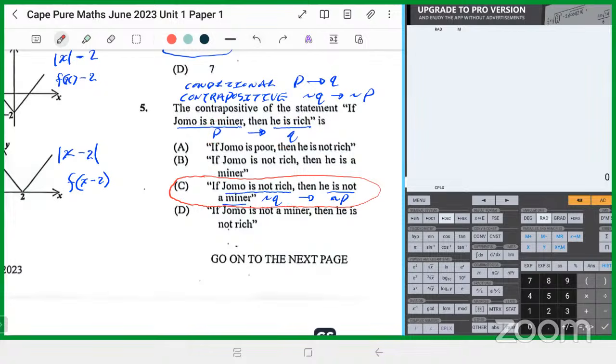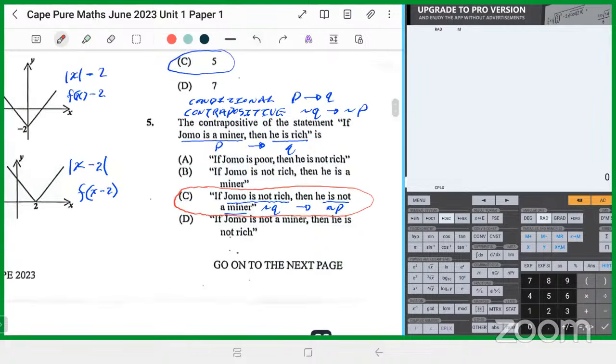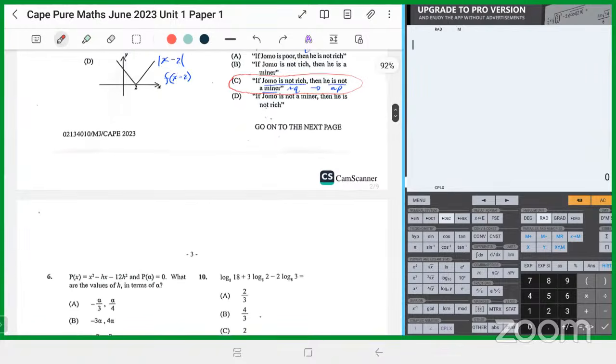So you do the negation of the consequent, which is JOMO is not rich. You do the negation of the antecedent: JOMO is not a minor. That is it. Enough time on that. Next question.